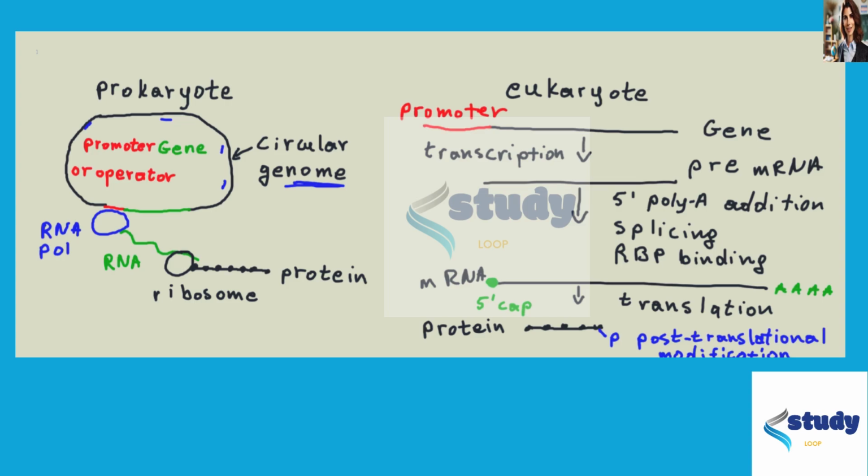In eukaryotes, you have linear genes, or we have linear chromosomes, not circular chromosomes. And we also have promoters in eukaryotes. And that gene goes through transcription. I haven't drawn the RNA polymerase here, but RNA polymerase and all transcription factors would bind here and they would transcribe the gene, resulting in a premature mRNA.